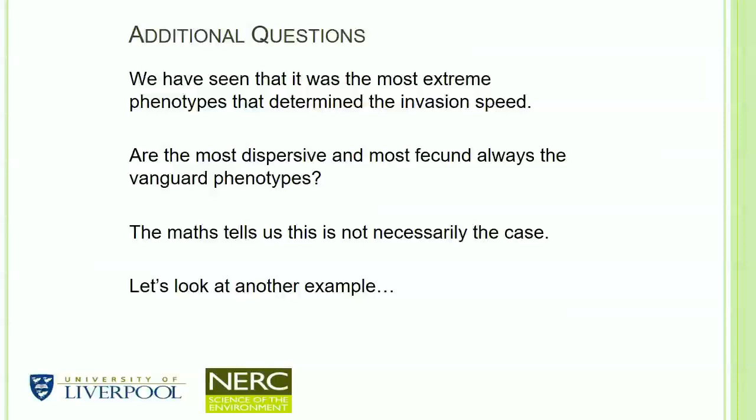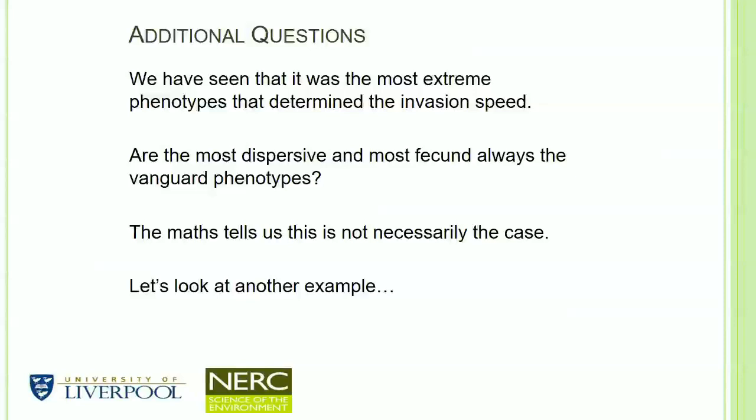You would think that the most dispersive would be at the front. There's a little bit of mutation that takes you into the greater reproducer, and the exponential growth takes you up, and you get this little knock-on effect you could expect. But this isn't always the case, as we find, and the math tells us that that's not the case. So we decide to take a look at another example.